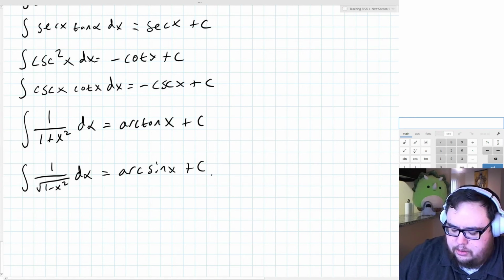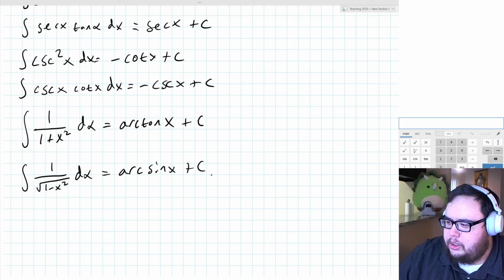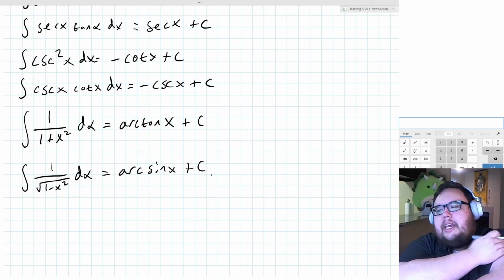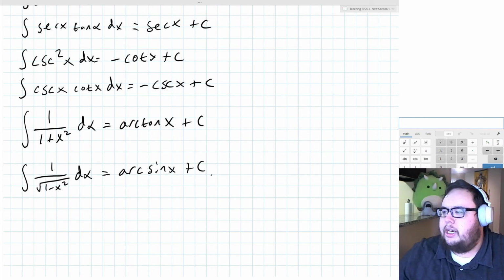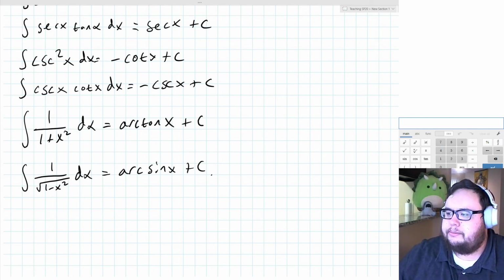The arc cosine one is not so useful because the derivative of arc cosine is just negative the derivative of arcsine. So I wouldn't worry about that one too much. It doesn't come up very often.